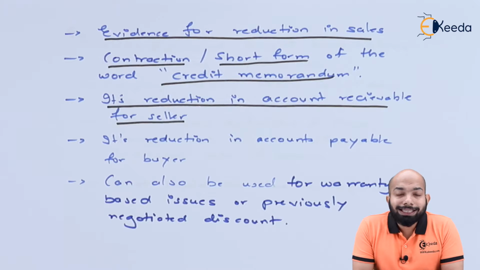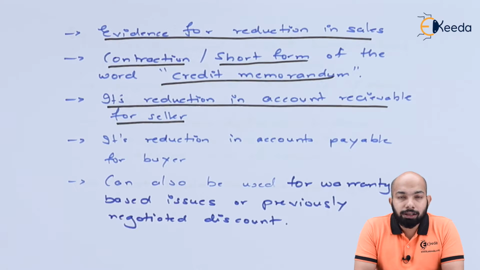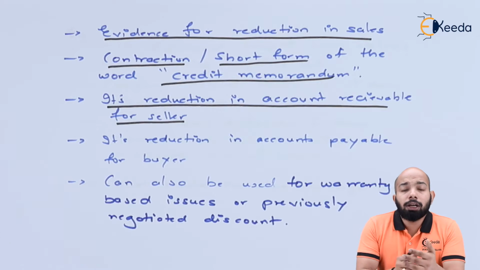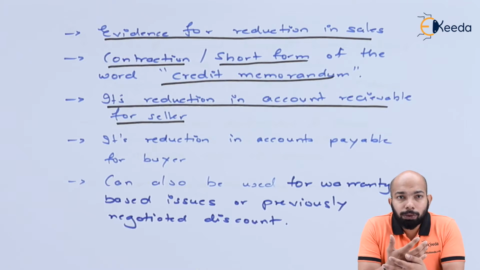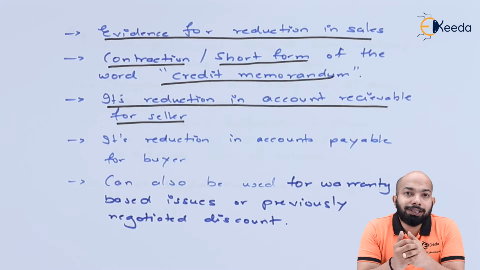It is also known as a reduction in accounts receivable for the seller. Now, why do we call it accounts receivable for the seller? Whenever a sale is done by the seller towards a customer or a purchaser or a buyer, whatever the concern may be, if there are sales returns, that means there is a reduction in the total sales.